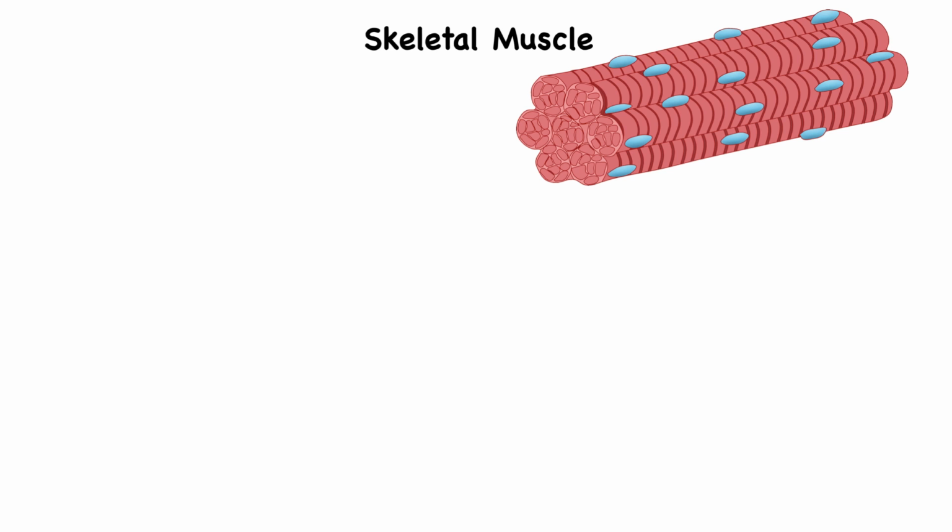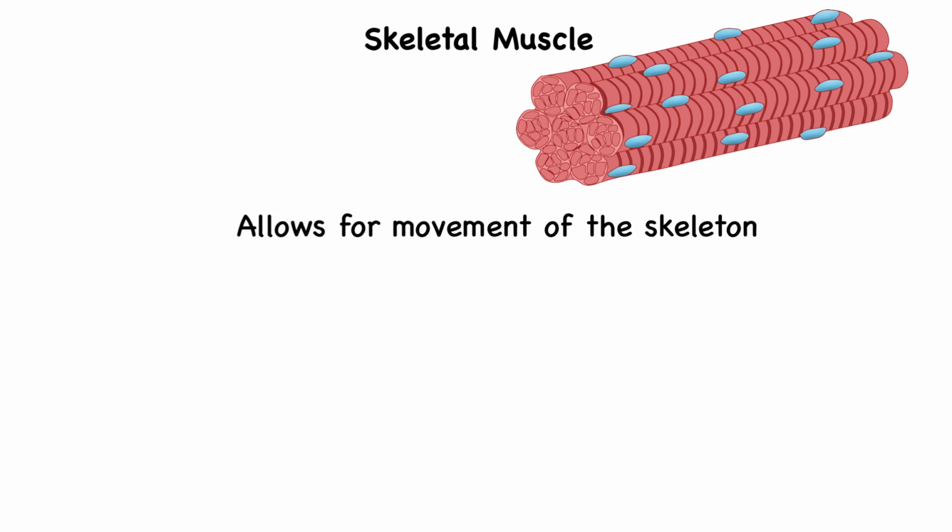Skeletal muscle, just like its name implies, is the muscle attached to our bones. It is used so that we can control the movement of the bones of the skeleton. This muscle is under voluntary control, meaning we consciously move it except under certain circumstances like reflexes.